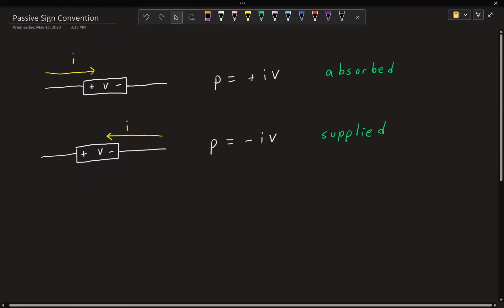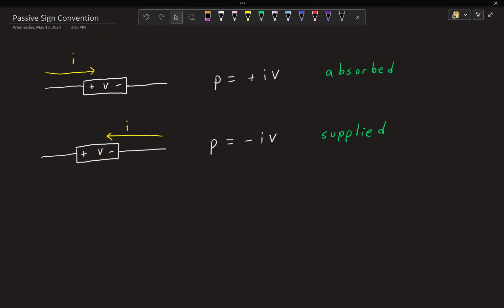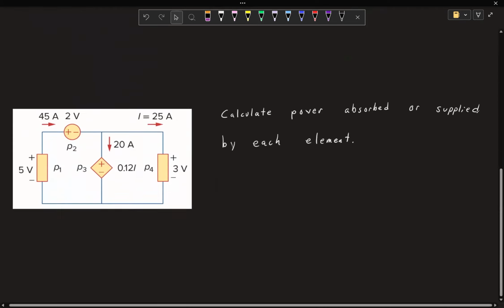So that's pretty much it. If current goes through the positive terminal, then power is absorbed by that element. And if current goes through the negative terminal, then it's being supplied. If it goes through positive, it's just I times V. If it goes through negative, it's negative IV. So now let's do an example.